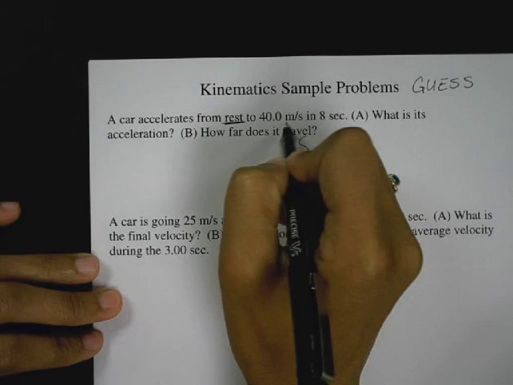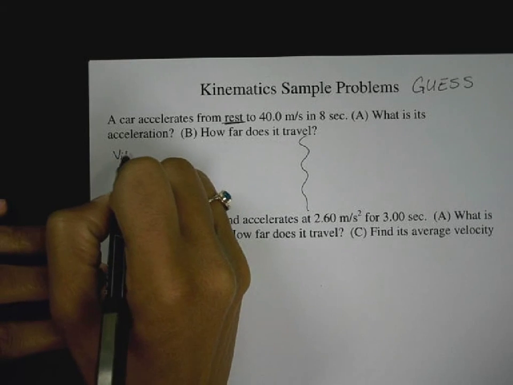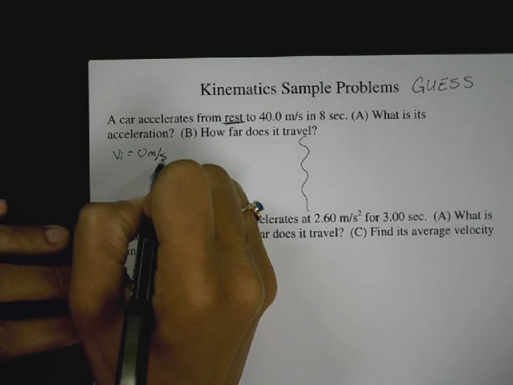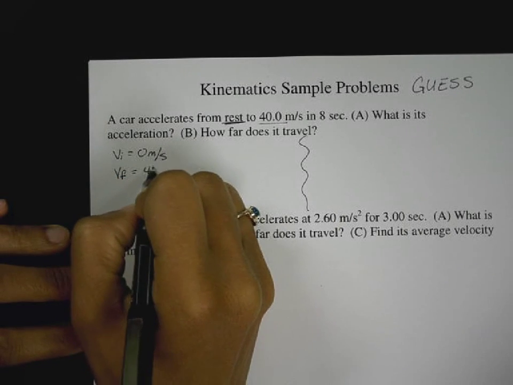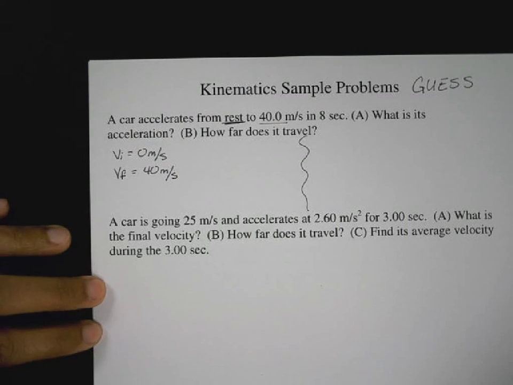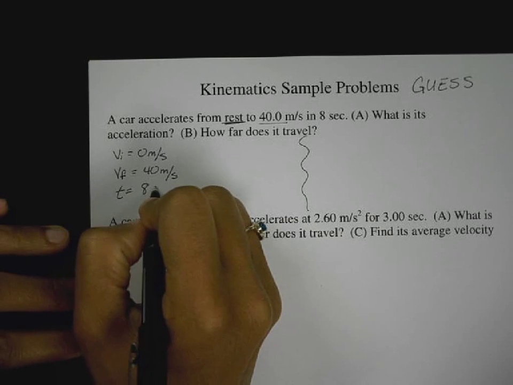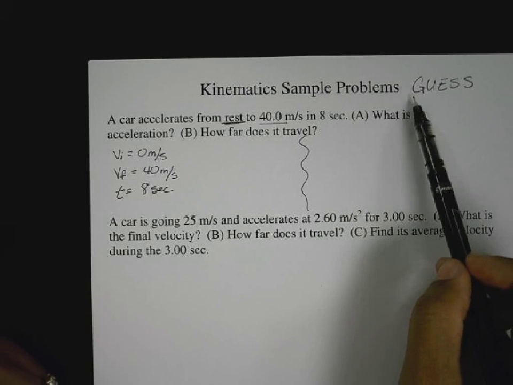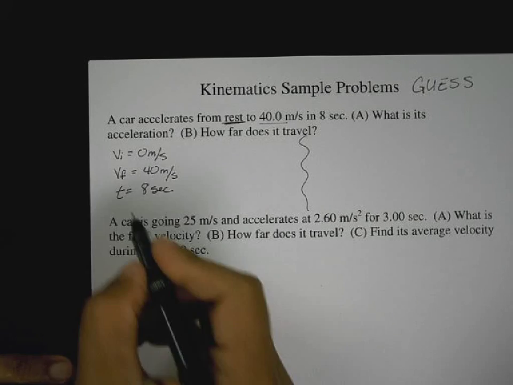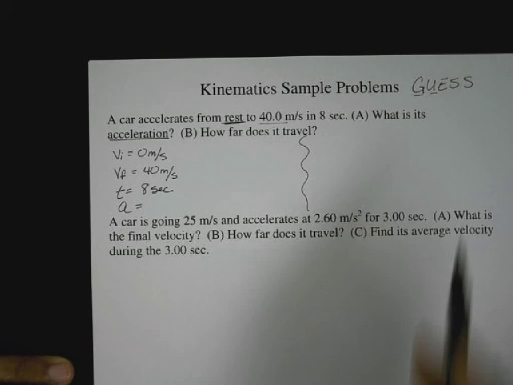I have an initial velocity, which is rest. That is a value. So it started at 0. VI is 0 meters per second. It has a final velocity of 40 meters per second. And I have one more, and it has a time. It has a time of 8 seconds. I have my information and I assigned it the correct variable. So that's the G. The U is the unknown. What am I looking for? I'm looking for the acceleration. I'm looking for A.